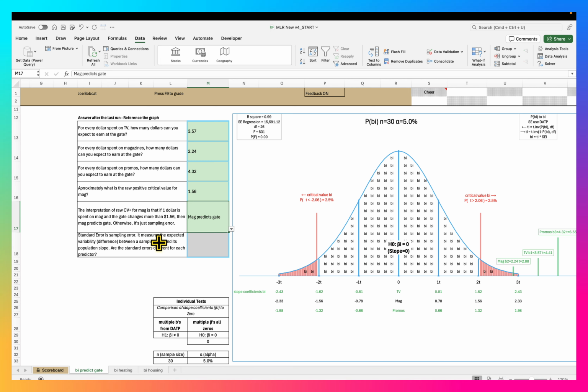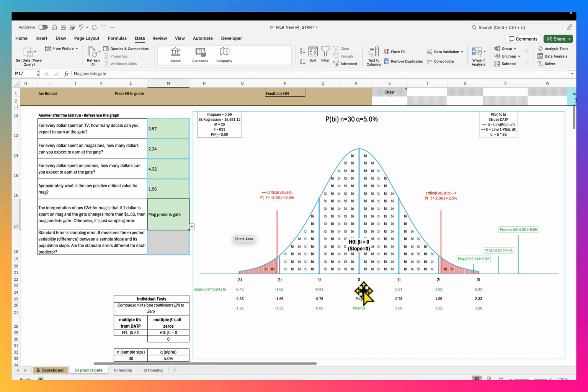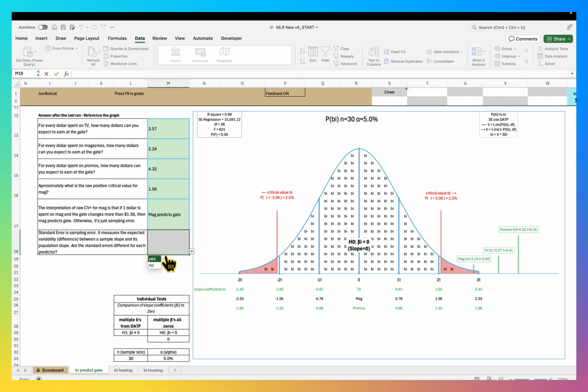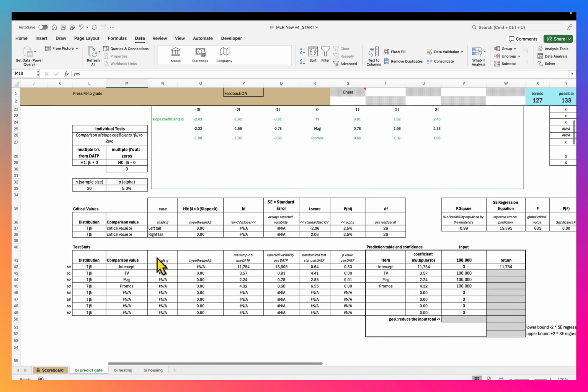Are the standard errors different for each predictor? Well, yes, they are. The standard error actually is what you get at 1t. So here you have 0.81, 0.78, 0.66. So it's different for each predictor. And if I brought back the other predictors, you'd see that those are all different too. Yes. Okay. Now, a couple more things.